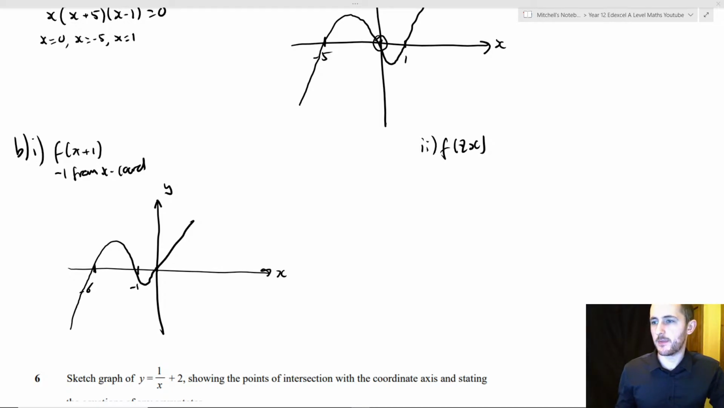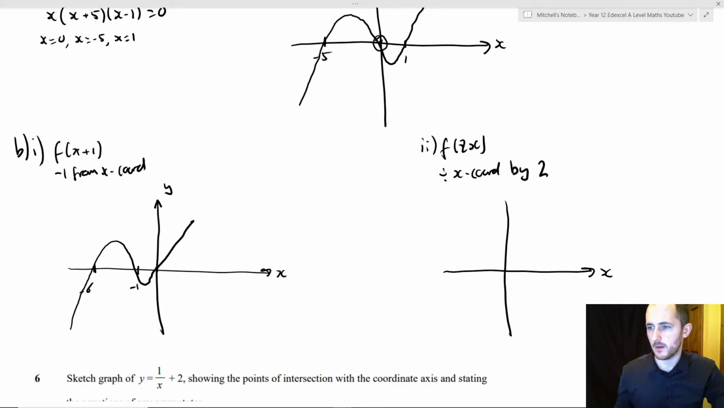Perfect, and then for 2x, remember it's inside the bracket, so we do the opposite and affect x. So what we're going to be doing is dividing x coords by 2. So again, it's going to be the same thing, it's just going to be squished in. So once again, let's draw our axes. So instead of minus 5, it's now minus 2.5. And I like to actually make the shape a bit thinner as well. 0, 0 obviously stays the same. And 1 is now going to become 0.5.